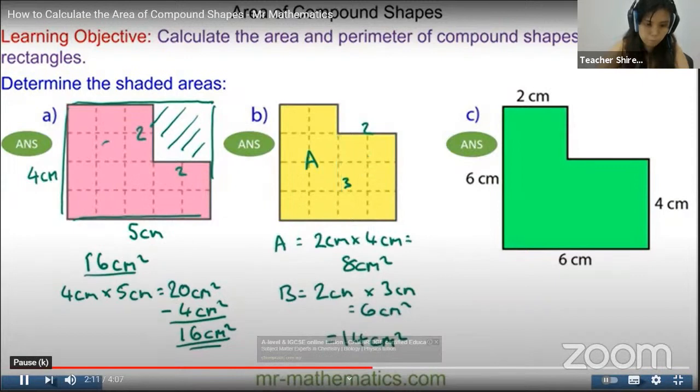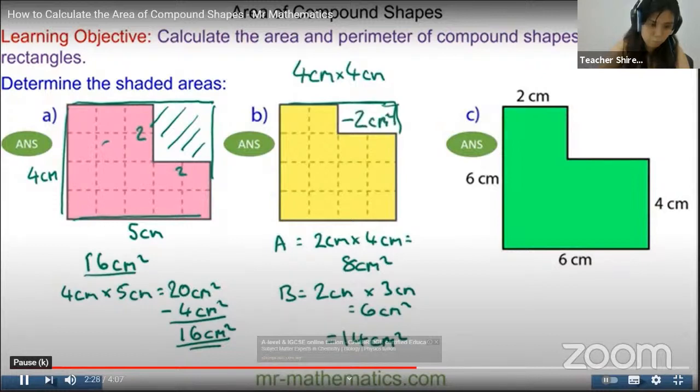Another way of doing question B could be as the difference of two rectangles. We could do 4 centimeters by 4 centimeters for the square, the bigger square. Take away the 2 centimeters squared here. So we have 16 centimeters squared. Take away the 2 centimeters squared. Again, we have 14 centimeters squared.